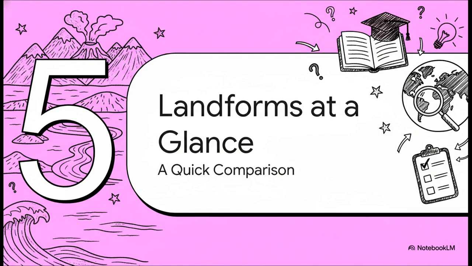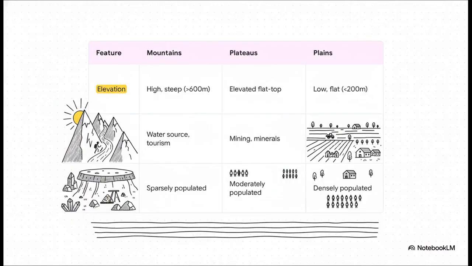All right, we've covered a ton of ground. Literally. So let's put it all together with a quick comparison. This is perfect for locking these ideas in, especially if you're studying for your exams. This table really sums it up beautifully. Let's just run through it. For elevation, mountains are high and steep, plateaus are high but flat on top, and plains are low and flat. Simple. For their main use, think of mountains for water and tourism, plateaus for mining minerals, and plains for farming and living. And of course, this directly affects population. Mountains are sparse, plains are super dense, and plateaus are somewhere in the middle.